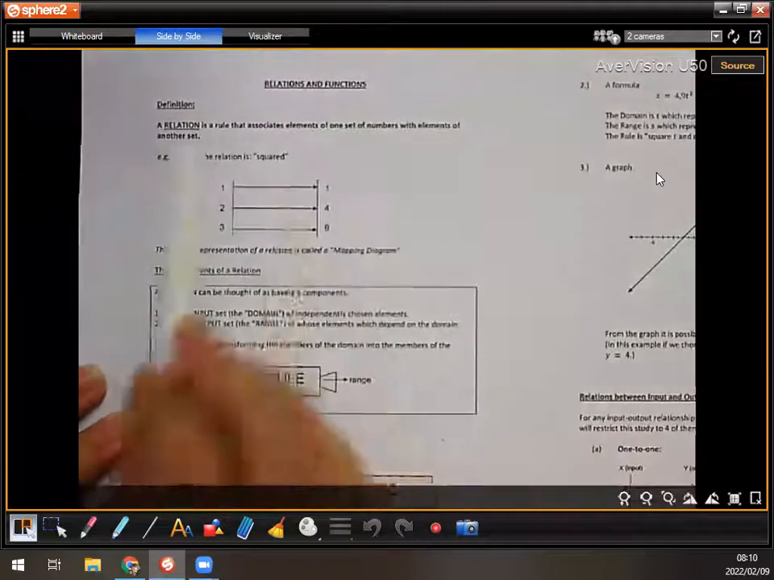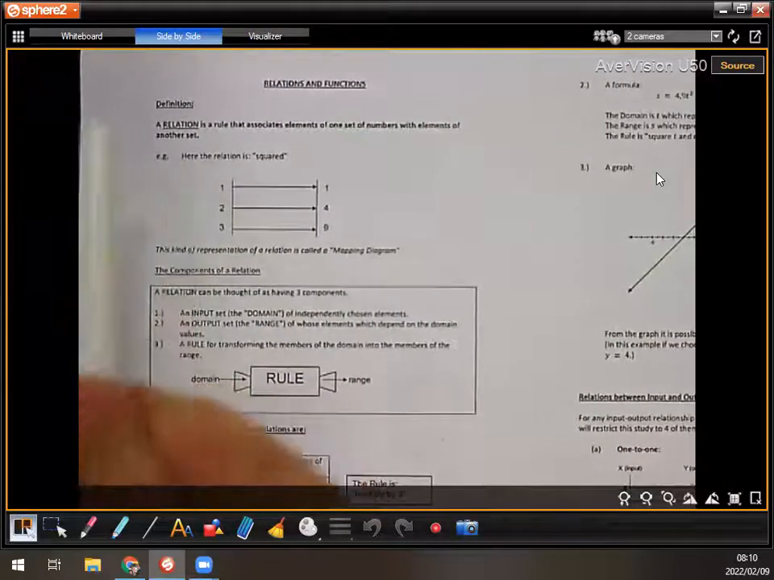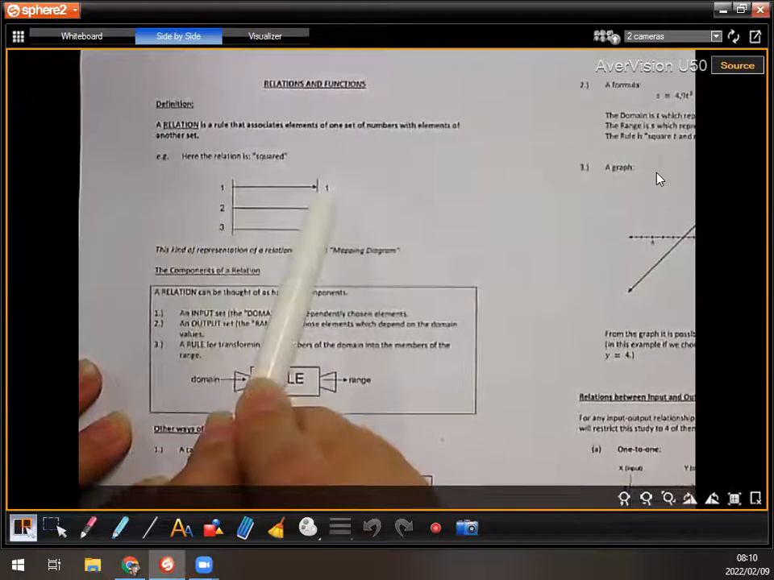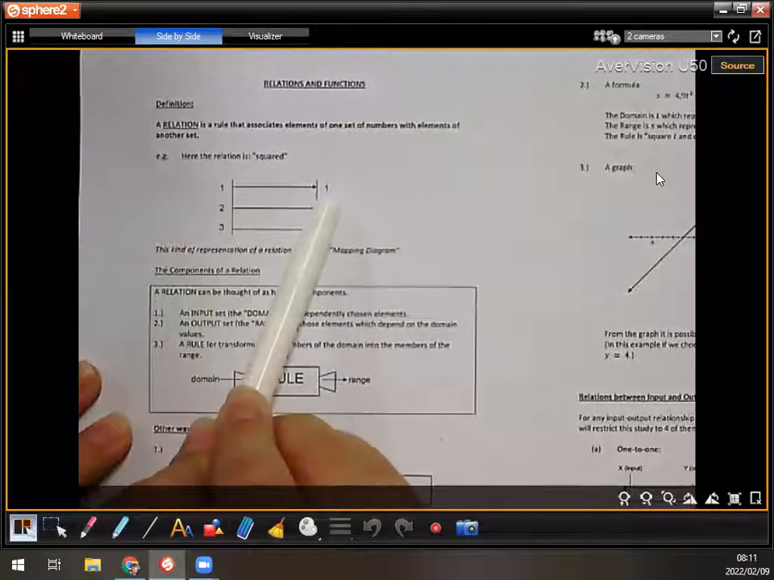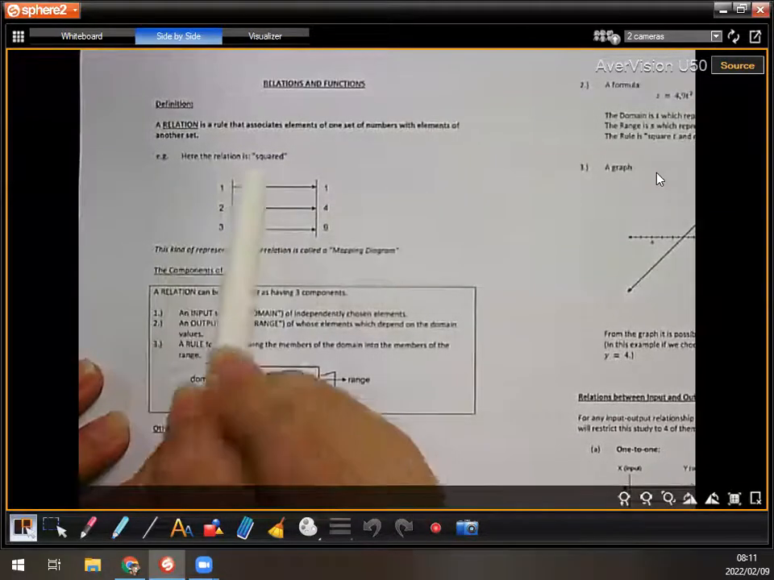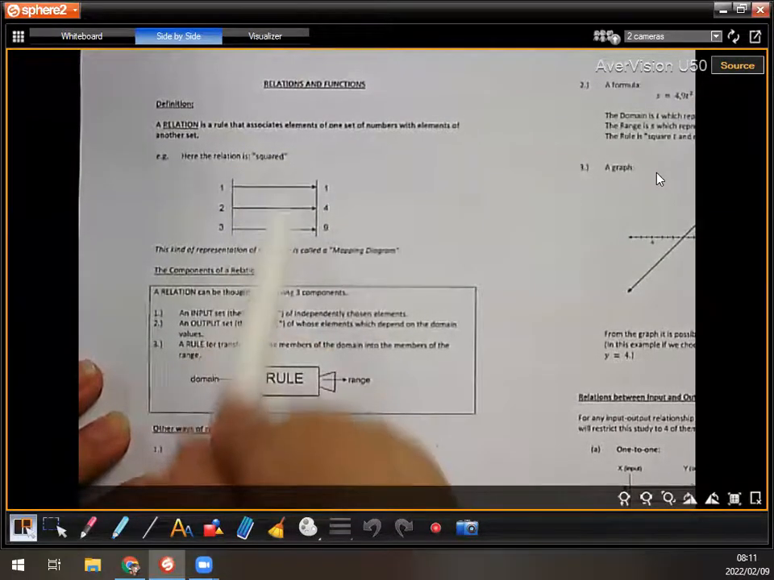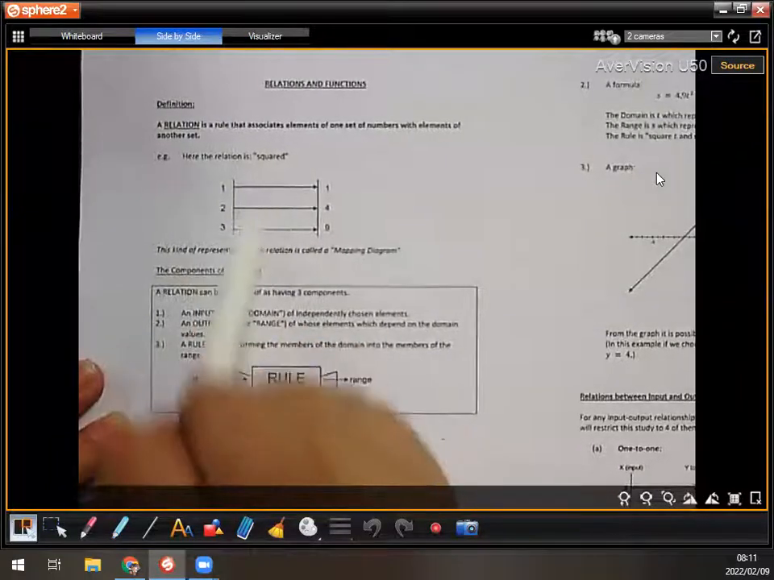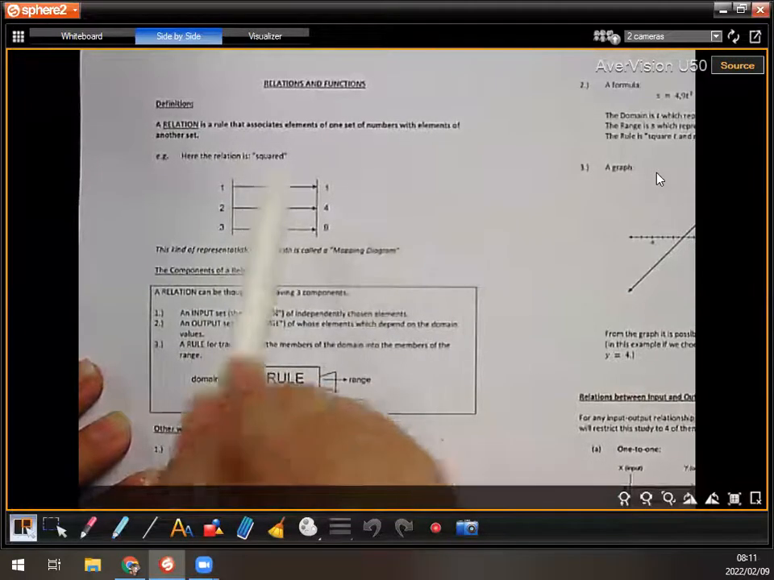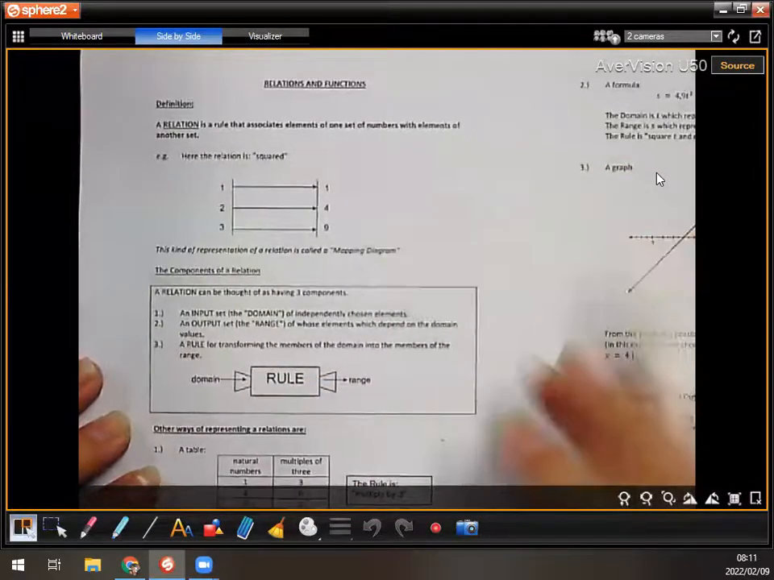So here they have a diagram where the relation is squared. So 1 when you square it, you get 1. 2 when you square it, you get 4. 3 when you square it, you get 9. Right? So it's an input value. There's some kind of process happening, which usually we call the function, all right? But sometimes we just call it a relation. I'll explain the difference just now. And then we have output value.